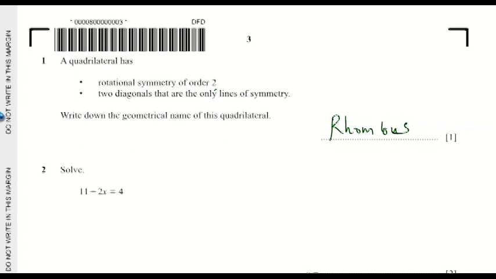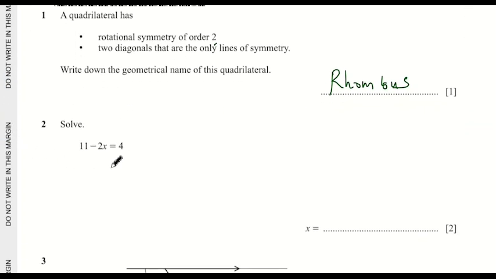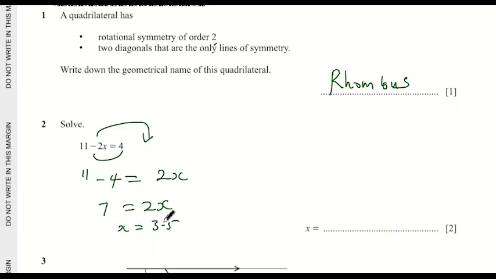Okay, question 2. Solve 11 minus 2x equals 4. So what you can do, you can collect like terms. Let's pick this and take it to the right hand side. So we have 11 equals positive 2x, and we bring the 4 here. That will be negative 4. So 11 minus 4, that is 7, equals 2x. Divide both sides by 2. So x equals 3.5.